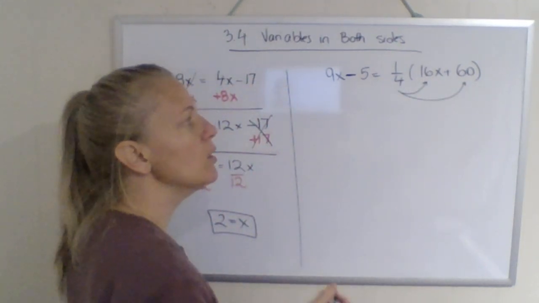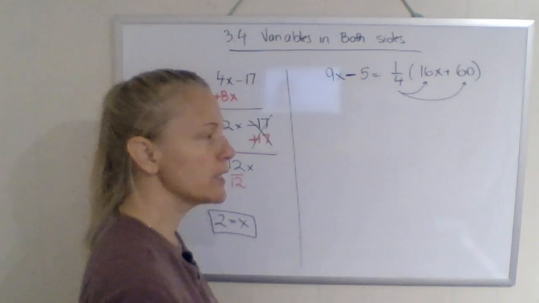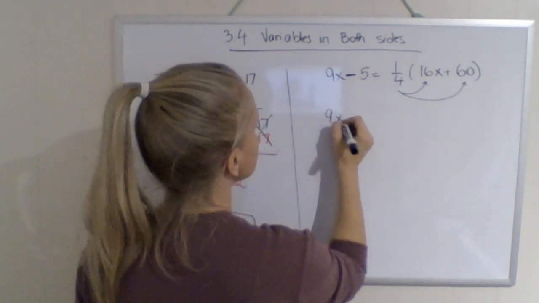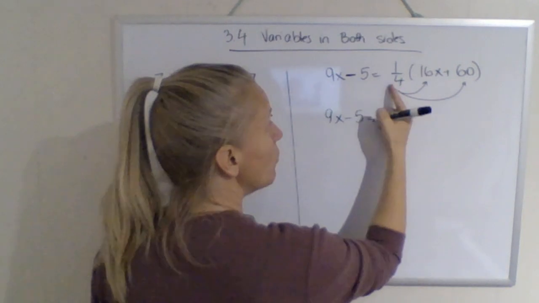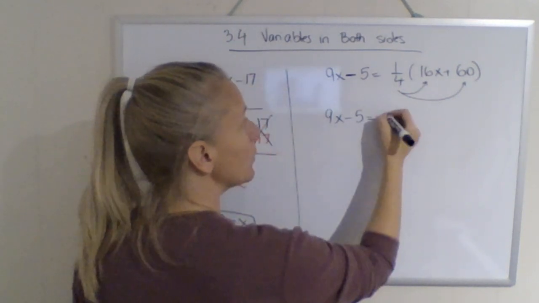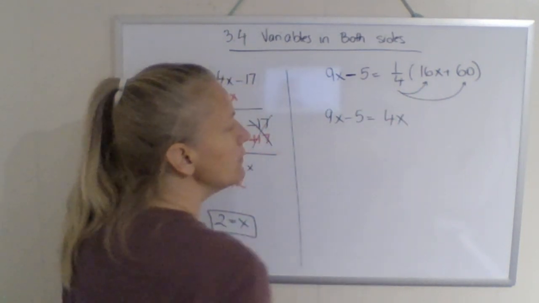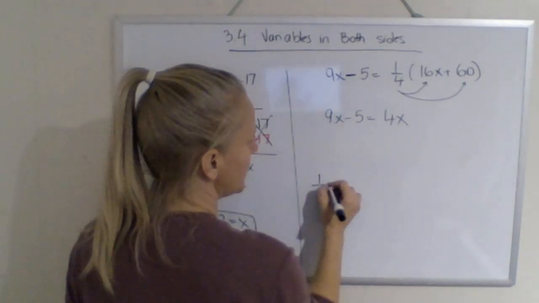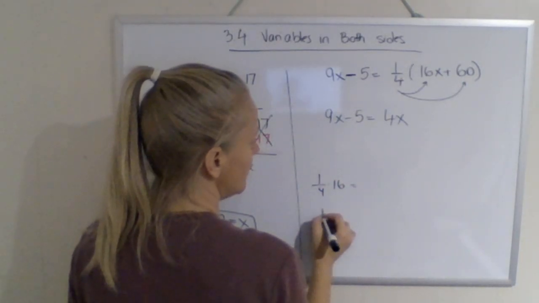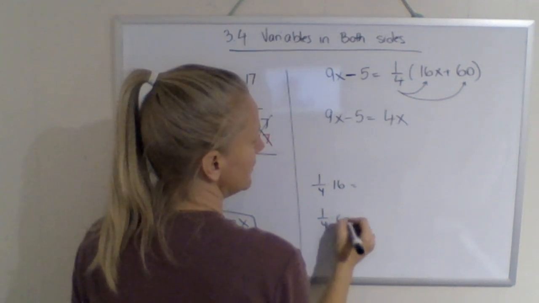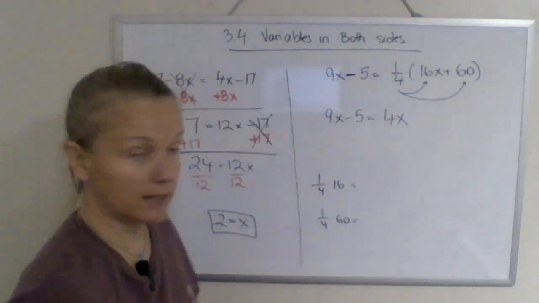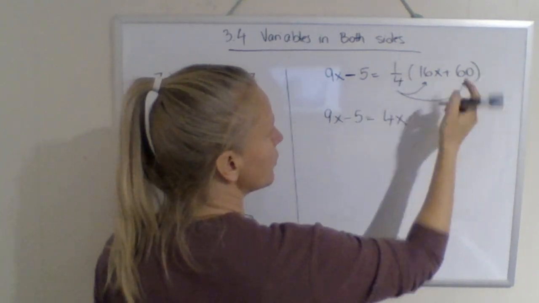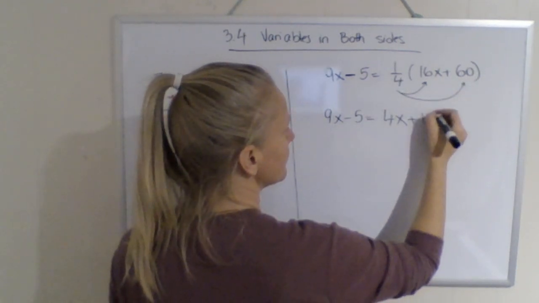Please remember, we distribute on both places. And please remember, we always multiply. We never add, okay? 9x minus 5 equals 1/4 of 16 is 4. So that's 4x. If you ever struggle with this, just put it in a calculator. Do 1 divided by 4 times 16, see what you get. And then you go 1 divided by 4 times 60. Just in your calculator, see what you get and get your answers out, okay? And then 1/4 of 60 is 15.